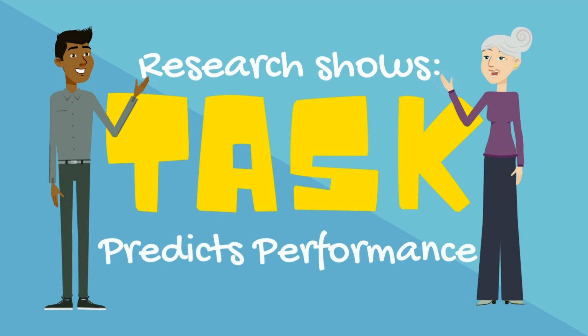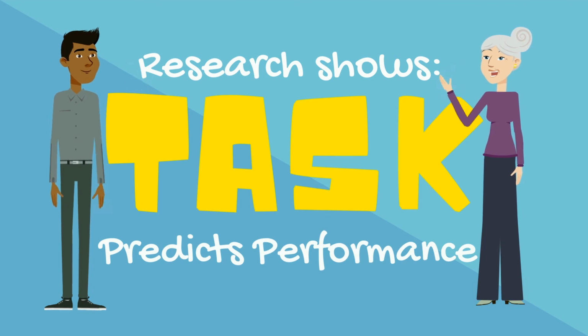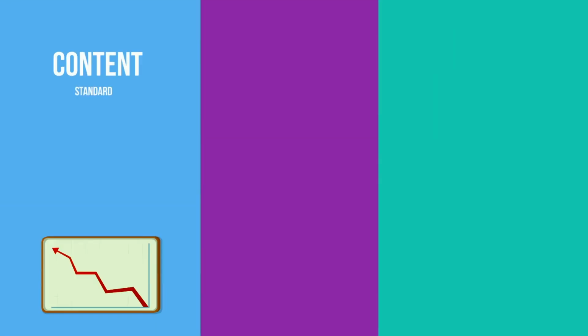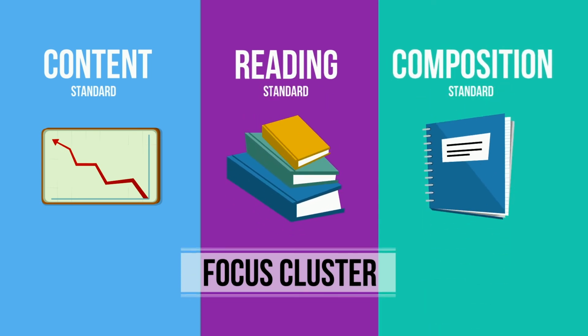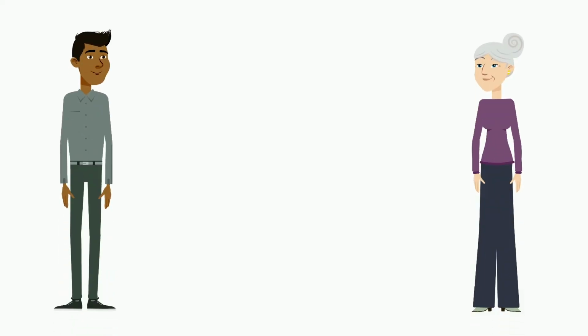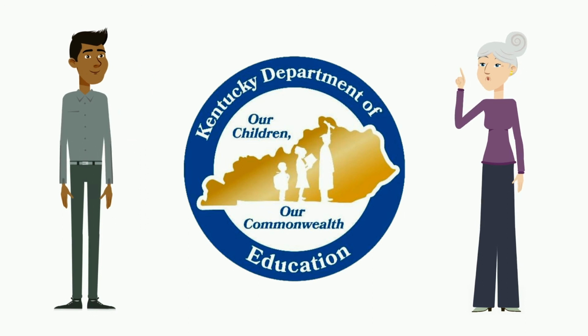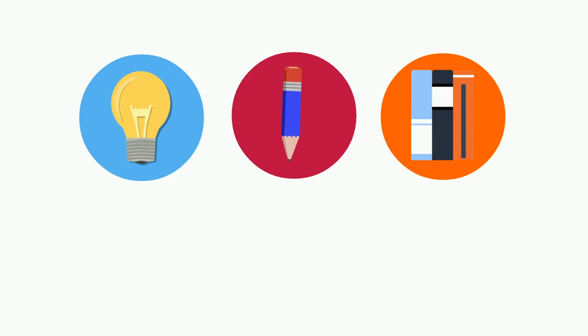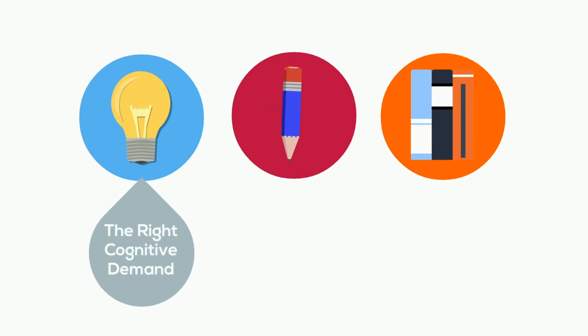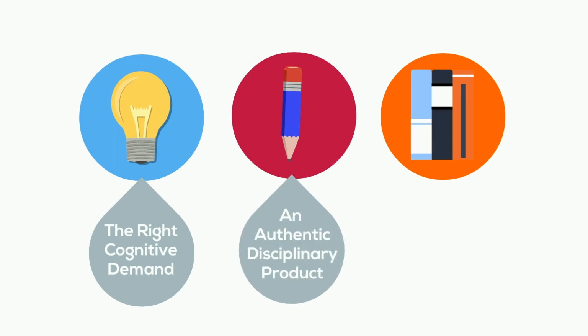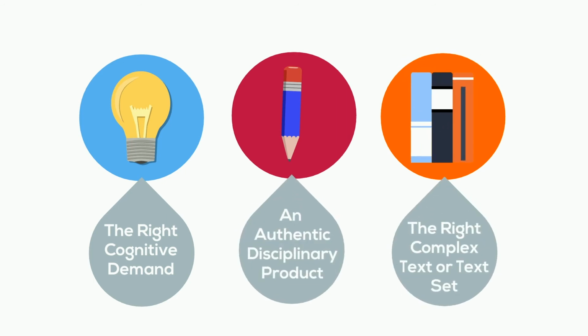Task predicts performance, right? So how do we make sure every task is strong? While a focus cluster of standards is a good start, it isn't the only component of a strong task. In order to improve assignments to meet the rigor and demands of the Kentucky Academic Standards for Reading and Writing, we should pay attention to three key elements in addition to the focus cluster. The three key elements are the right cognitive demand, an authentic disciplinary product, and the right complex text or text set for students to read and respond to.